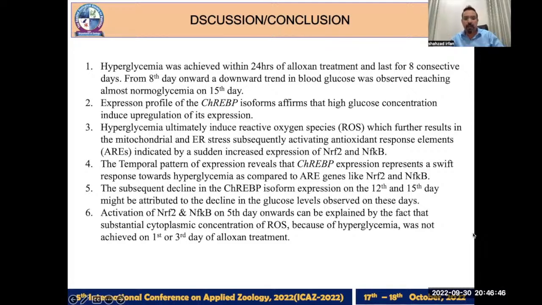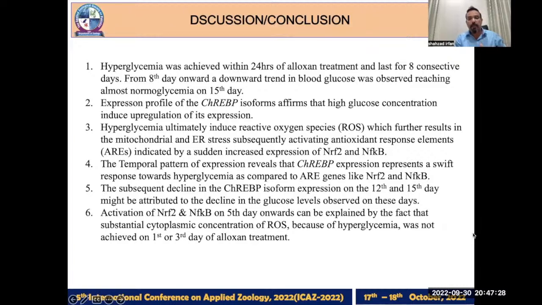Activation of NRF2 and NFKB on the 5th day onwards can only be explained by the fact that a substantial cytoplasmic concentration of ROS, reactive oxygen species, because of hyperglycemia was not achieved on the 1st or 3rd day of Alloxan treatment, which means that the high level of glucose needs some time to eventually produce the reactive oxygen species, and these reactive oxygen species need a little bit of time to eventually induce the mitochondrial or endoplasmic reticulum stress.